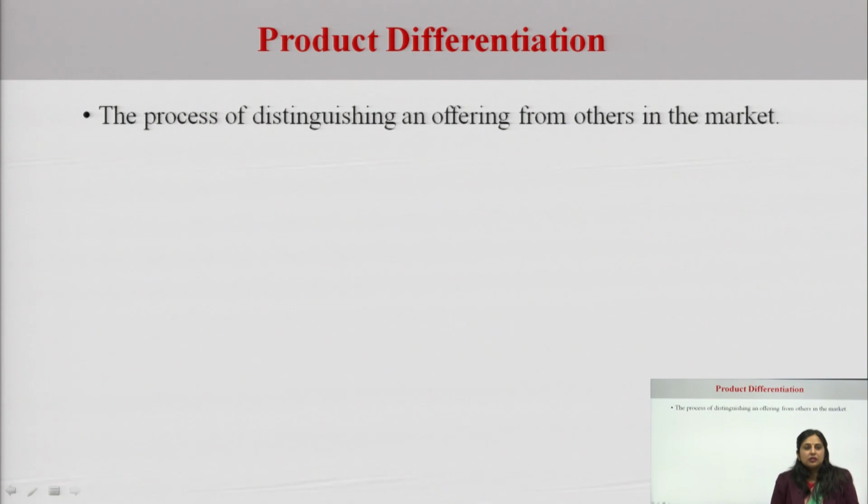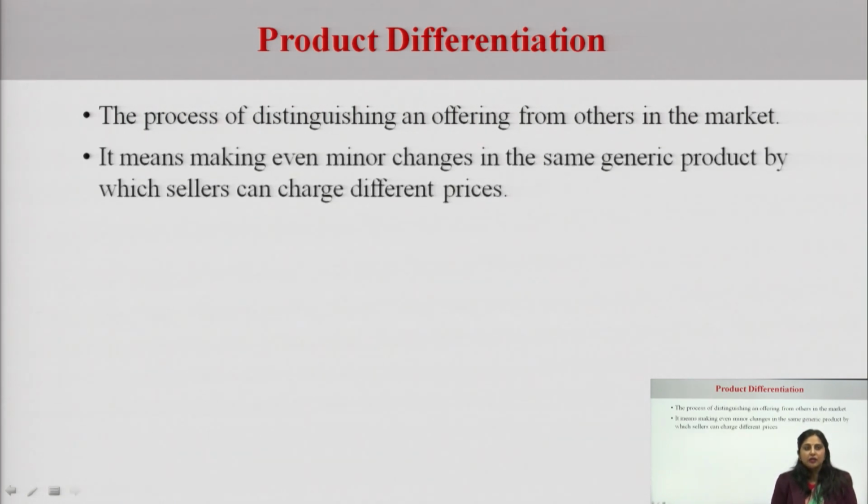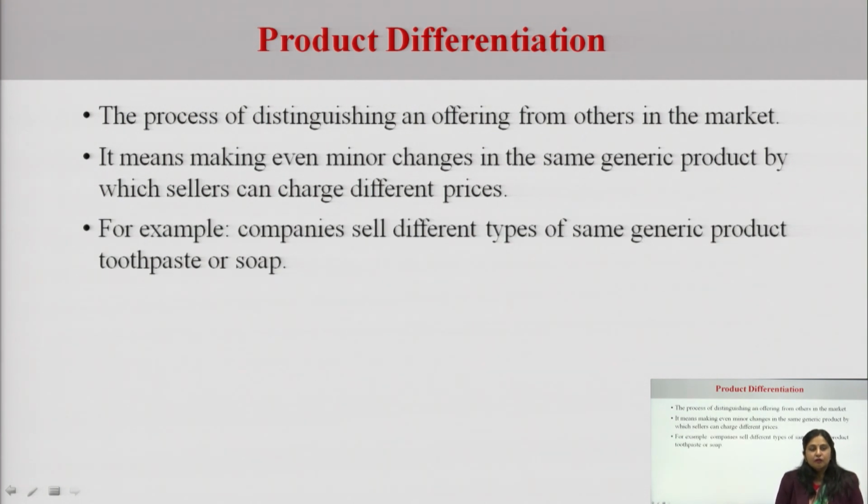So, what is this process? It is the process of distinguishing an offering from others in the market. It means distinguishing the seller's product from the rival's product. How is it distinguished? By making minor changes in the same generic product, by which sellers can charge different prices. For example, companies sell different types of the same generic product, such as toothpaste or soap. This is also an example of product differentiation.